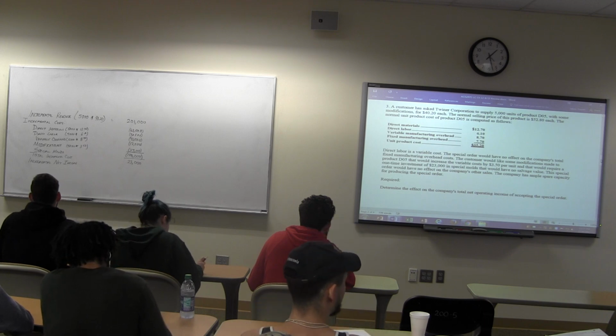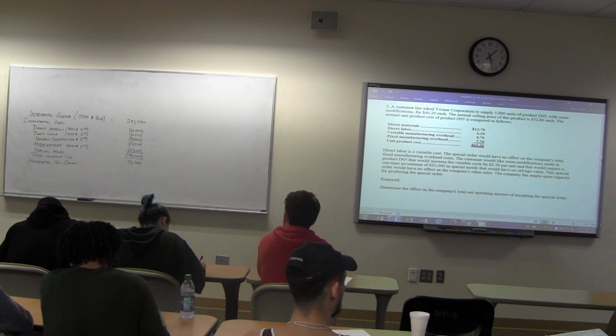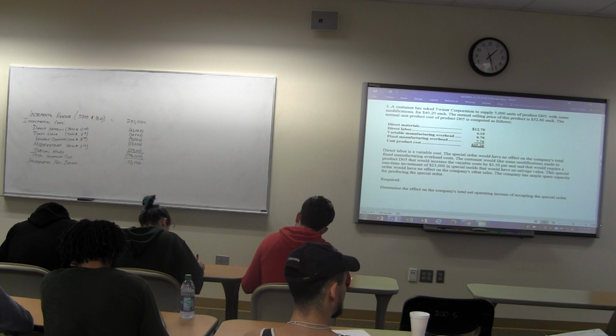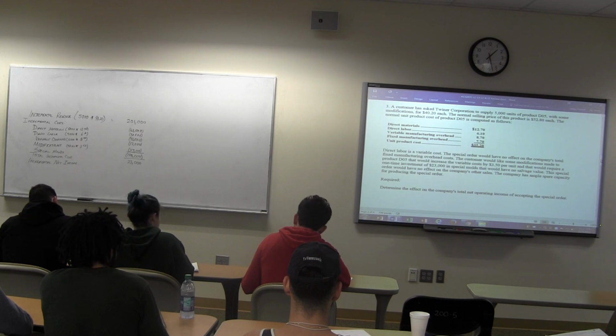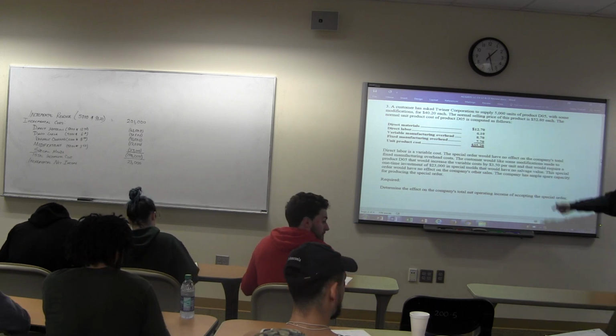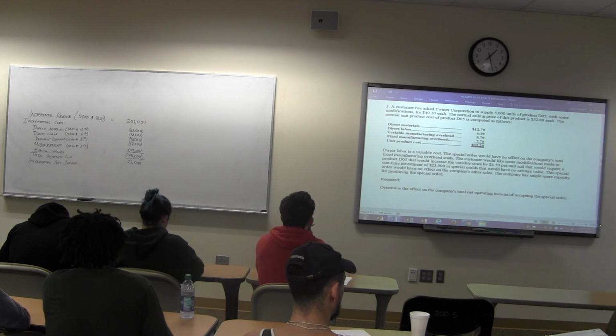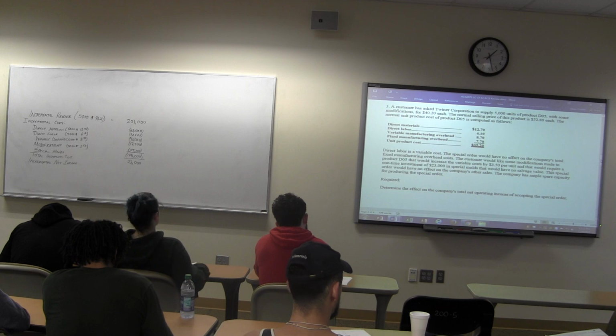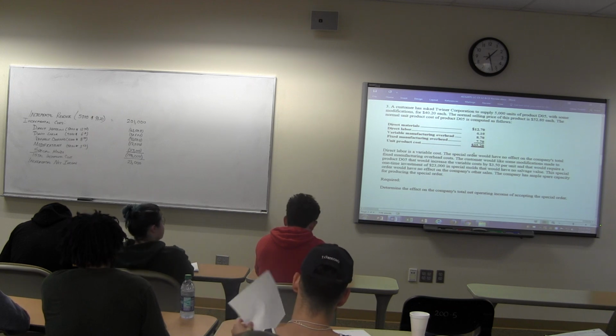Any questions? On the variable overhead, is that 5,000 times 8.9? 8.7. Whatever you see right here, Desmond. You can just see right on the paper. You just take it straight off the board. All right.